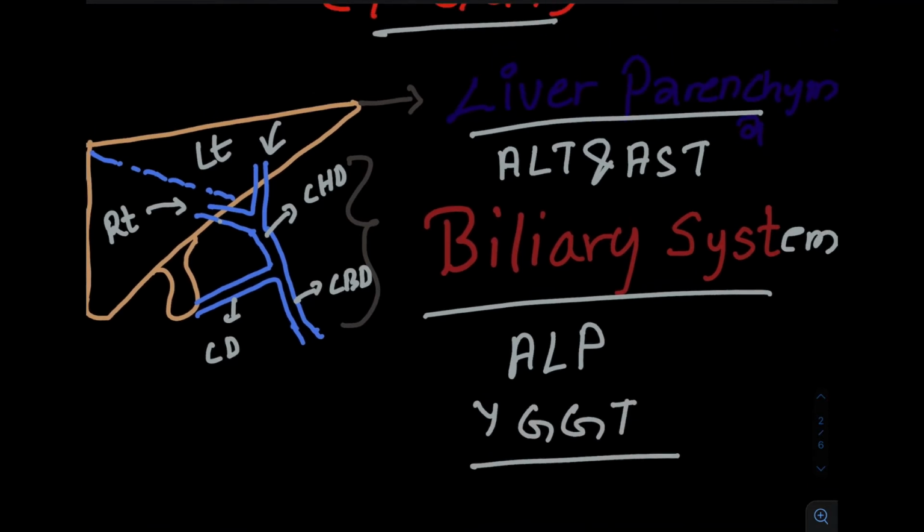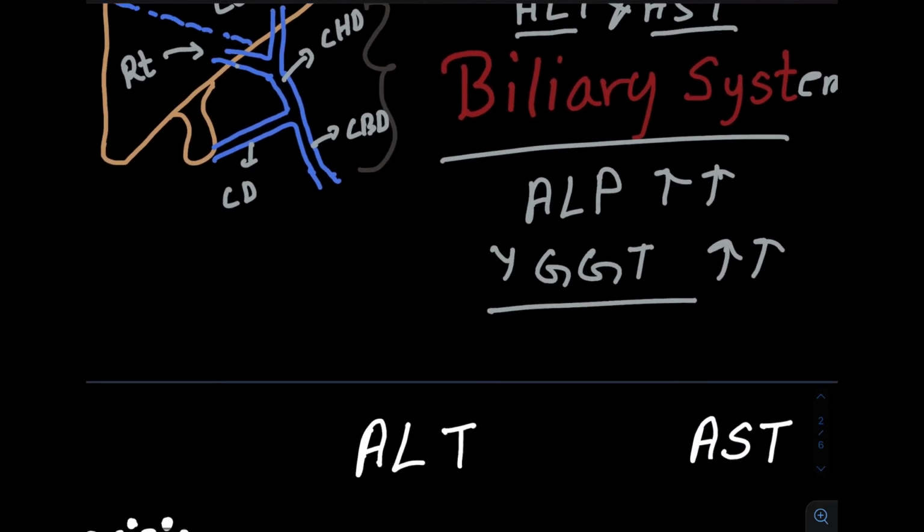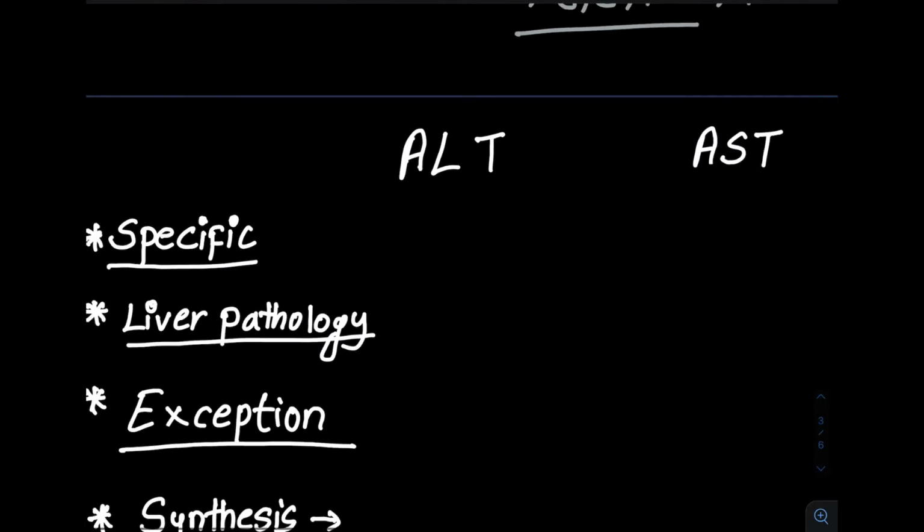So this is the first concept that you need to keep in your mind. When there is any disease involving the liver parenchyma, there is rise in the level of AST and ALT, whereas when there is any disease involving the biliary system, that is common bile duct or common hepatic duct, cystic duct or right and left hepatic duct, then we'll have rise in the level of ALP and gamma glutamyl transferase. So let's dive a little bit deeper into the topic.